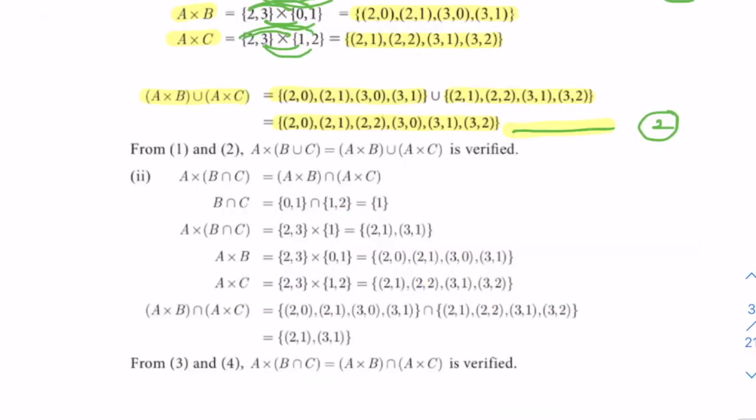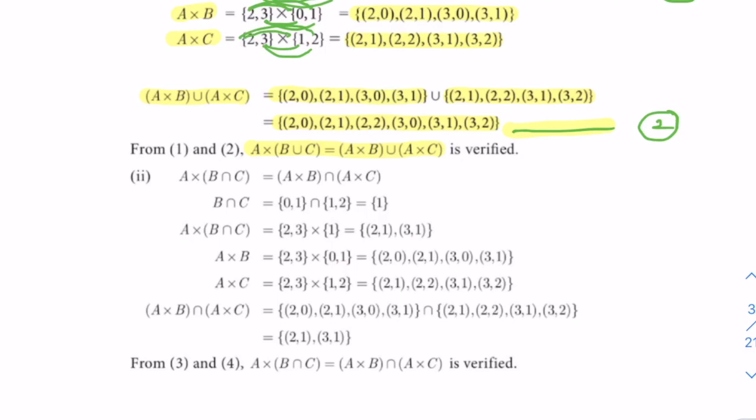Now we see that the right hand side of these two equations 1 and 2 are same. So we come to a conclusion that A cross (B union C) is equal to (A cross B) union (A cross C). So now let us go into the second subdivision.